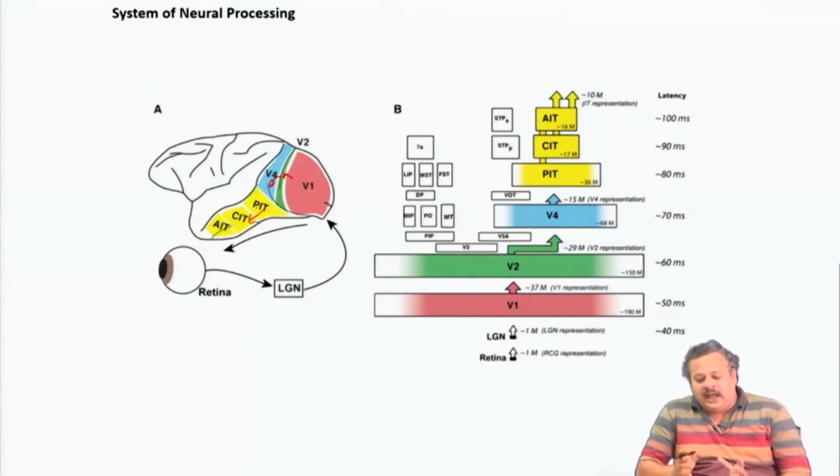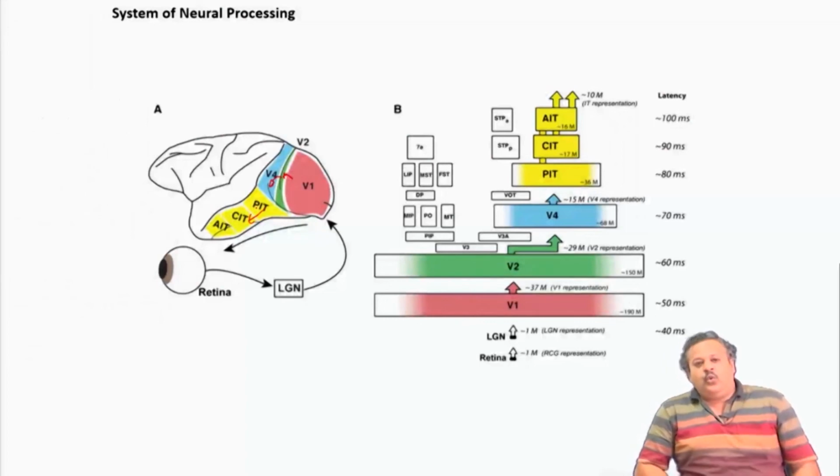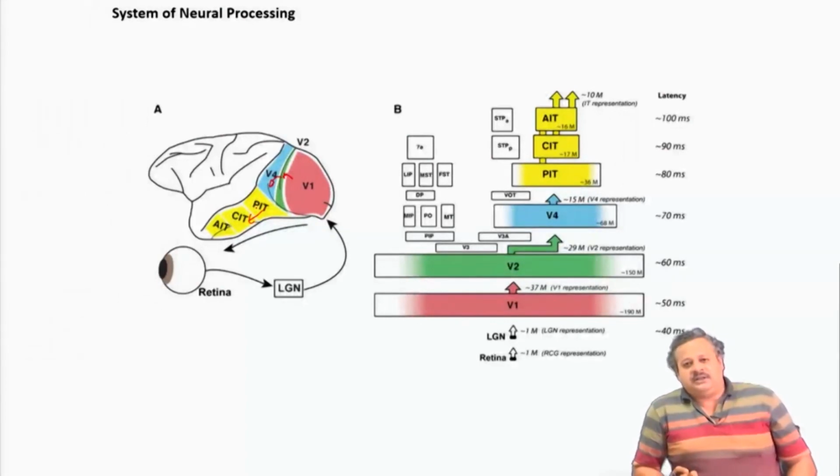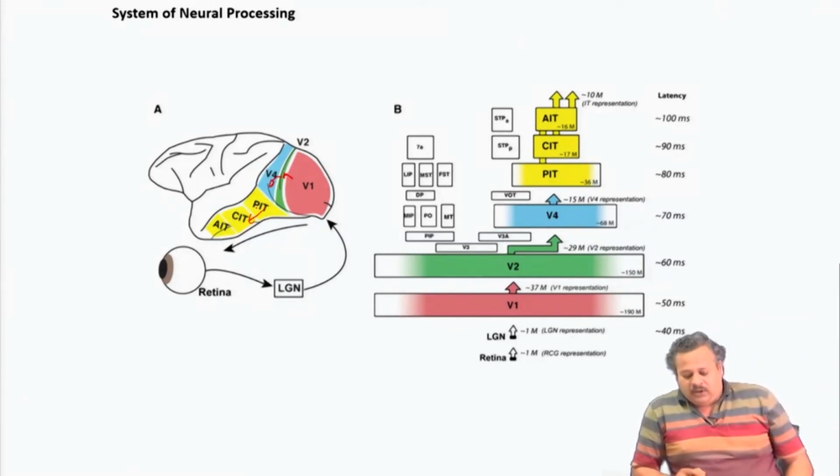So, I would like you to look at the diagram on the right hand side, which essentially shows us the nature of the organization in the neural system that we have talked about.